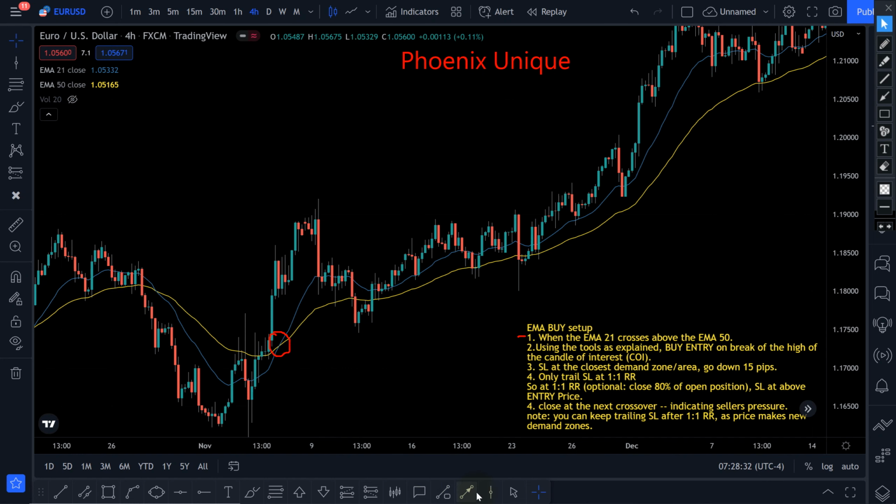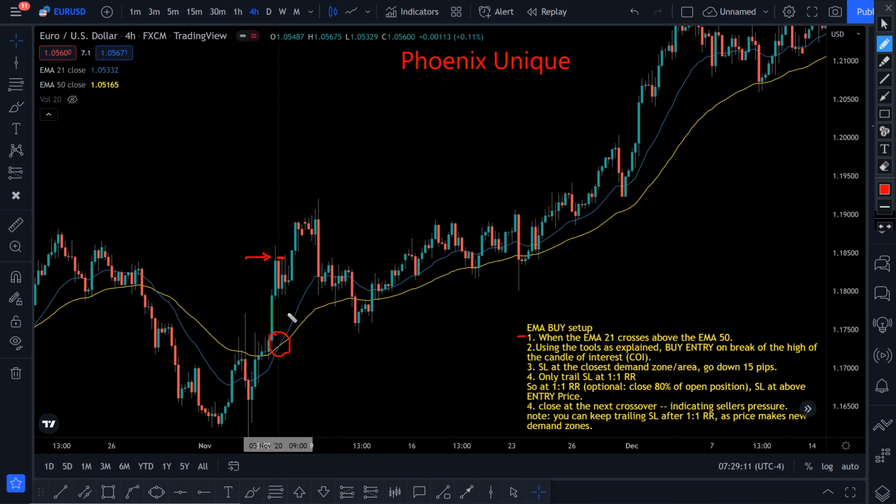Like I stated in the previous videos, I'm going to just repeat a few of them. Keep your vertical line on standby. So once you notice the crossover, as explained earlier, buy entry is on the break of the high of the candle of interest. This crossover, this bearish candle is our candle of interest. So we are not going to just buy on the open of the next candle. We are going to buy once the next candle breaks the high of this candle of interest. So our entry will be here.